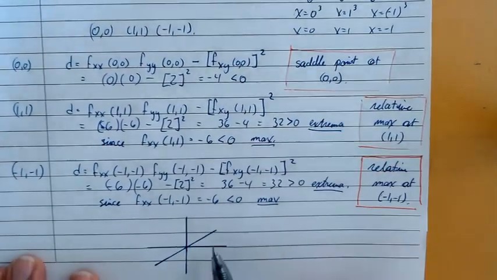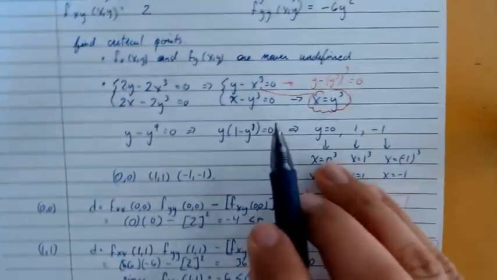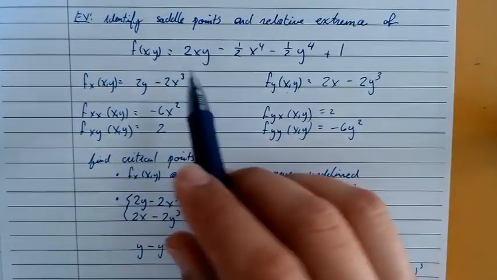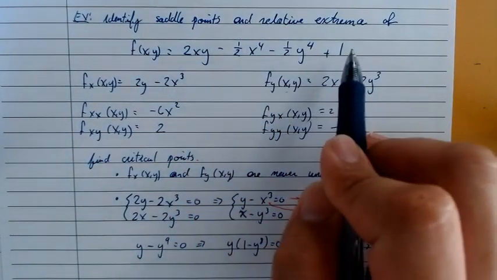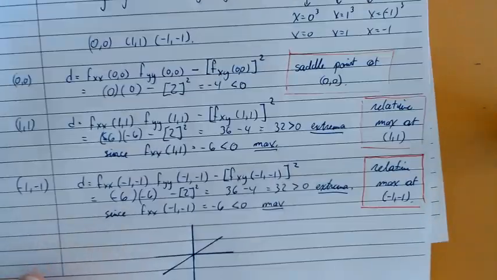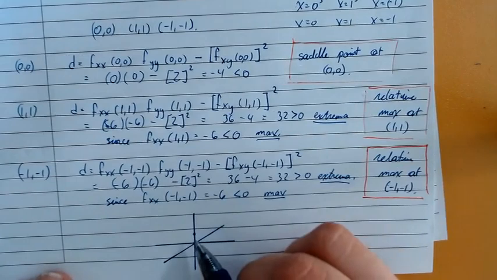Incidentally, you can always check where on the graph that belongs by just plugging those in. So here, if x and y are both equal to 0, you go back to your original function, and that gives you 0, minus 0, minus 0, plus 1. Okay, so 0, 0, 1. Right about there. That's going to be a saddle point.